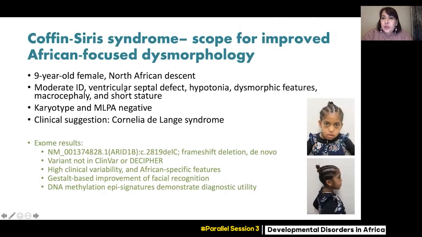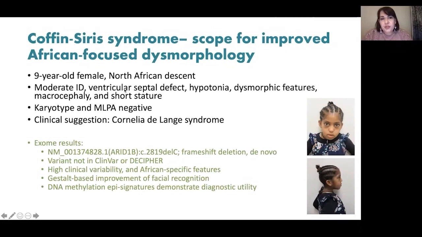So we know that mutations in ARID1B are known to cause Coffin-Siris syndrome, which is a rare, clinically heterogeneous disorder. Our clinical team noted that this patient presents with very specific features that may represent a distinct African gestalt, which could be utilized to update and refine dysmorphology analysis. The suggestion was to follow up with additional phenotyping before we confirm this diagnosis.